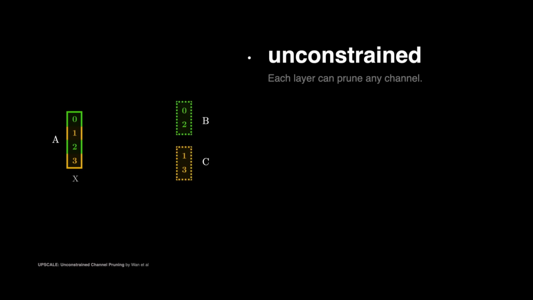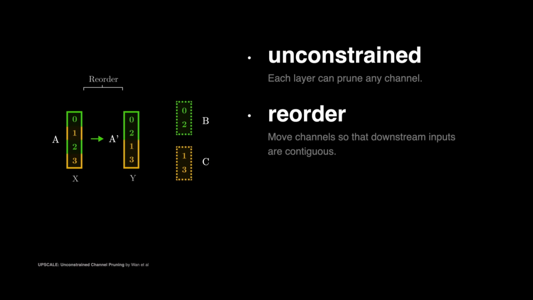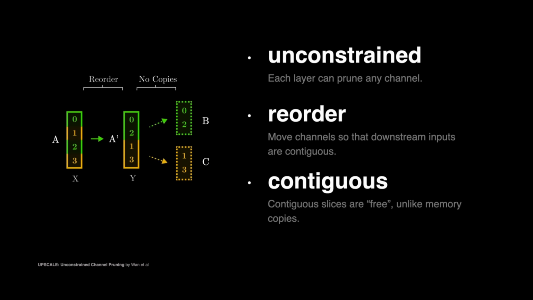Fortunately, we have a solution, and here's the intuition. Start again with the feature map X. Remove constraints so operations B and C can prune any channel. This preserves accuracy. Before inference, we then reorder weights in operation A. This produces a new operation, A', which outputs Y. During inference, we simply take slices of Y. Contiguous slices are free latency-wise, so this helps our pruned model reduce latency.